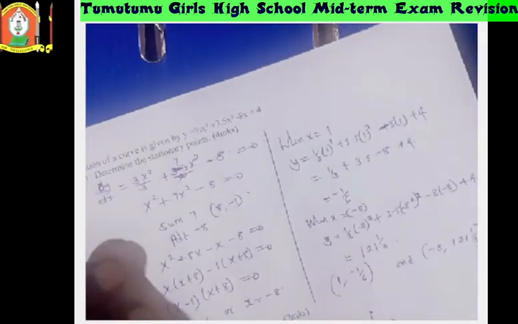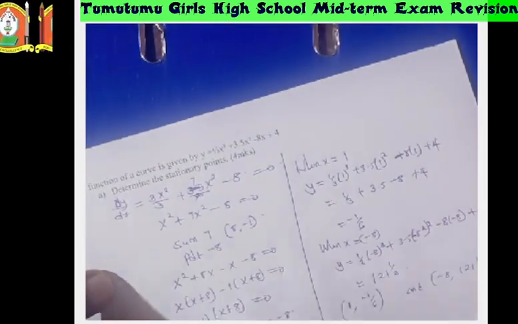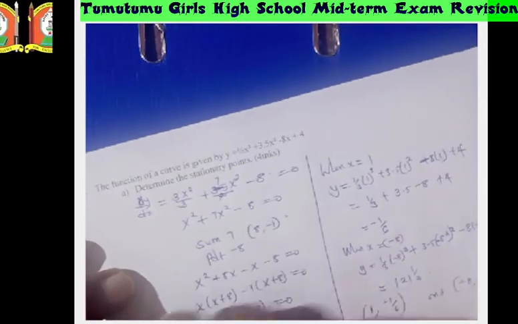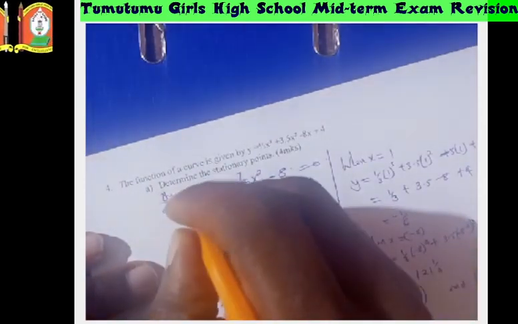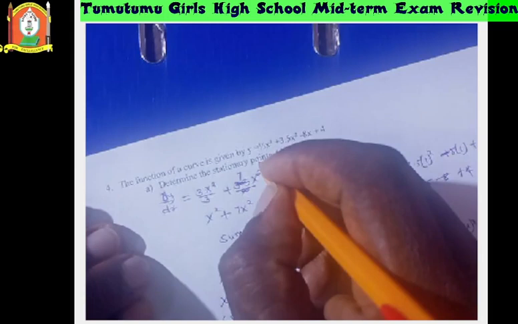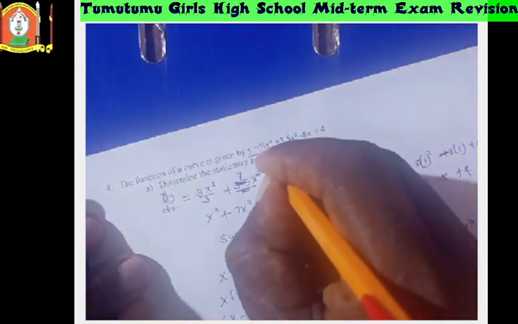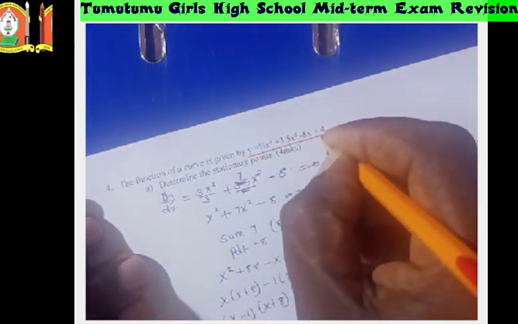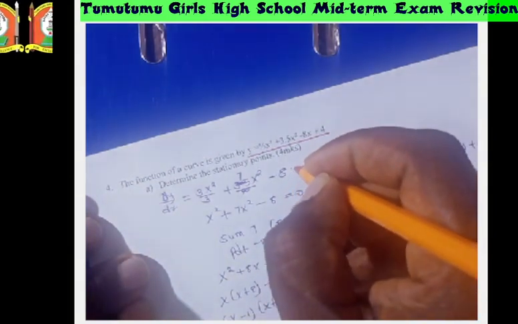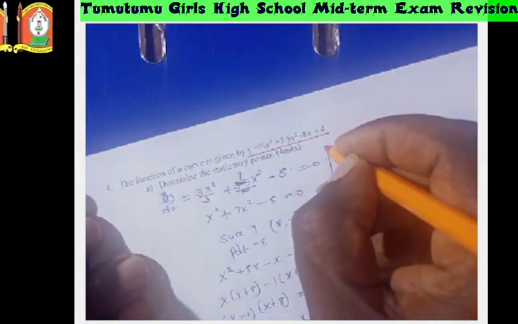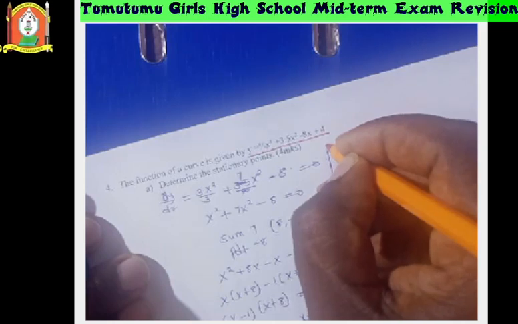Question 4. In question 4, we are given the function. The function of a curve is given by y equals a third x cubed plus 3.5x squared minus 8x plus 4.